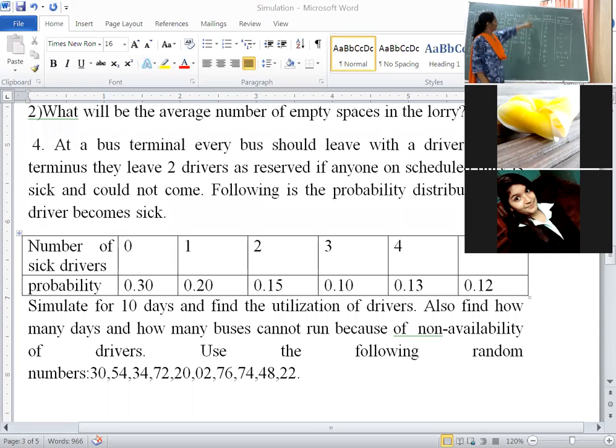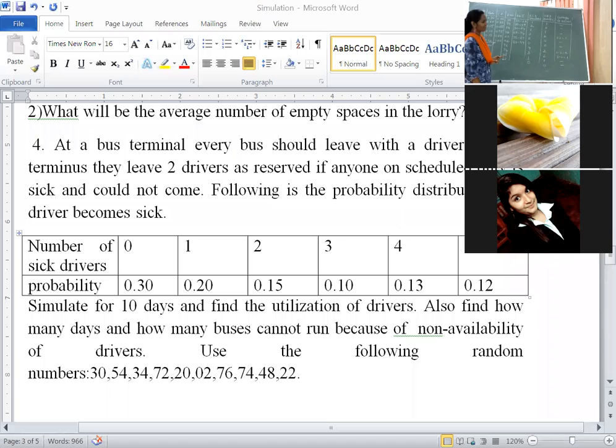Here, the simulated number of sick drivers. Then the first random number is 30. This 30 lies in which class interval? This class interval. The corresponding number of sick drivers is this one. The second number is 54. 54 lies in this particular class interval. The corresponding is 2. Like that you have to write down.